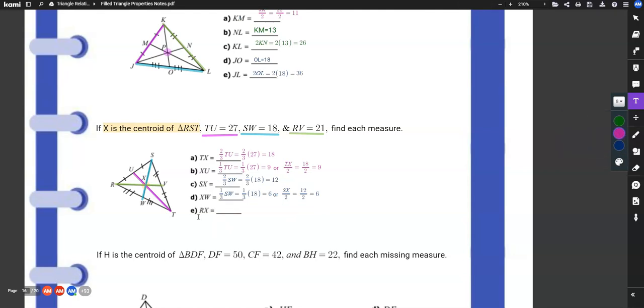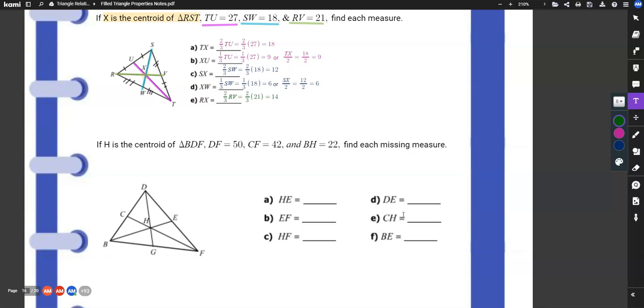Finally, we have RX. RV is given to us as 21, which is again the full length of the median. RX is the longer half, so again we're just going to have 2/3 times RV, which is going to be equal to 2/3 times 21, which should be 14. And if they wanted us to find XV, we could just divide 14 in half and get 7.